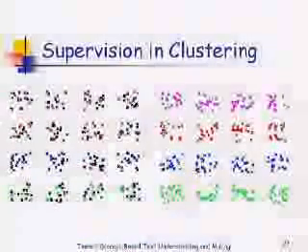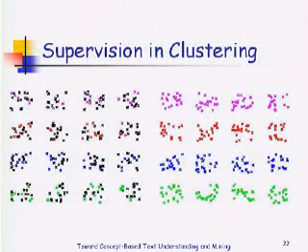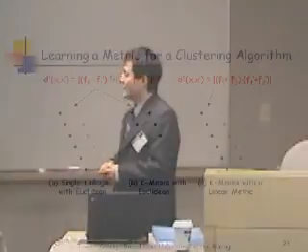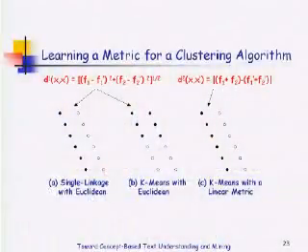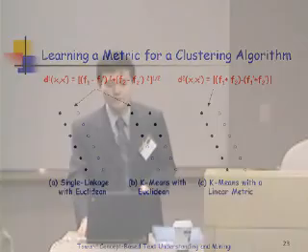But if we have some label data represented by different colors, then probably we will know in this case the correct clustering should be like this instead of vertical. So this example shows the importance of supervision in clustering. And if we have supervision, we should use it to help clustering. Another motivation for our work is I'll use this example to show that we should learn a distance metric for a clustering algorithm and for a specific problem.